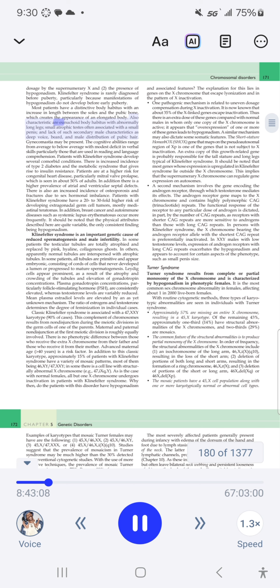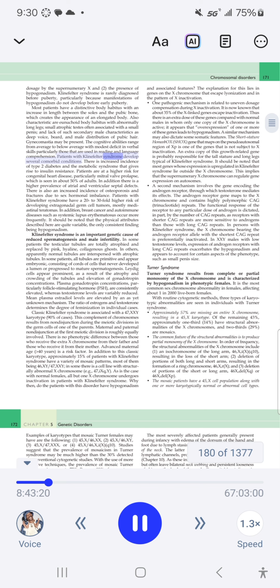Also characteristic are eunuchoid body habitus with abnormally long legs, small atrophic testes often associated with a small penis, and lack of such secondary male characteristics as deep voice, beard, and male distribution of pubic hair. Gynecomastia may be present. The cognitive abilities range from average to below average, with modest deficit in verbal skills, particularly those that are used in reading and language comprehension.